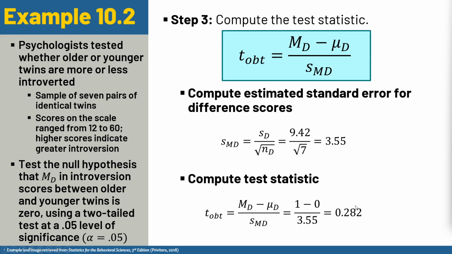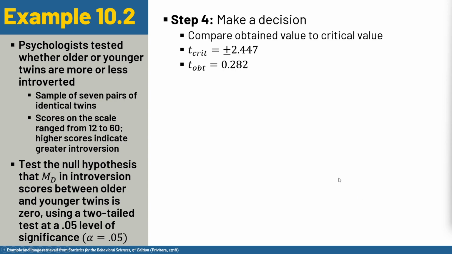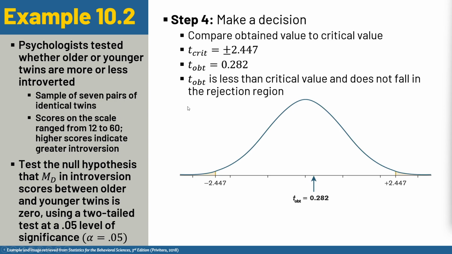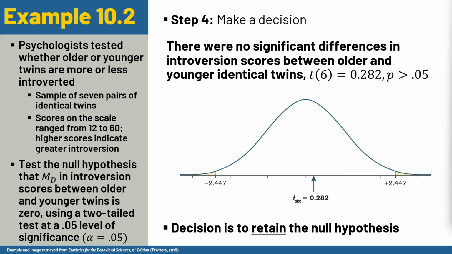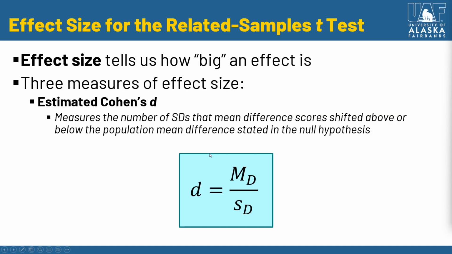Once we have these numbers, we can plug them in here and get our t obtained. That's a tiny t, 0.282. That is much smaller than our critical value, and therefore that will definitely not fall in the rejection region. We decide to retain the null hypothesis. If we want to write that up, we could say there were no significant differences in introversion scores between older and younger identical twins, t of 6 equals 0.282, p greater than 0.05.